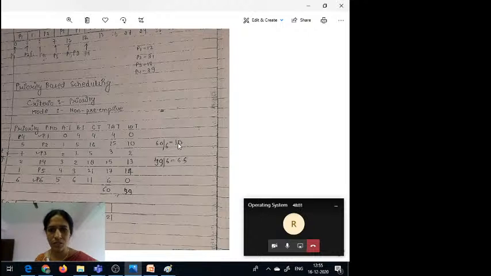So these are the average turnaround time and the average waiting time. So this is what priority scheduling is.